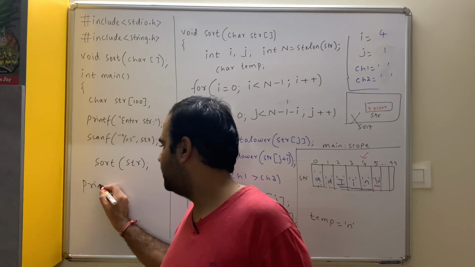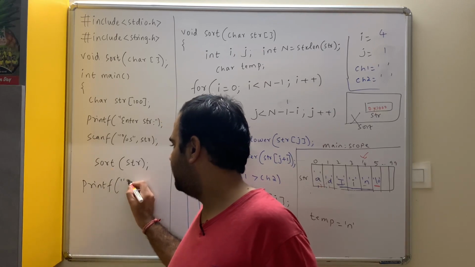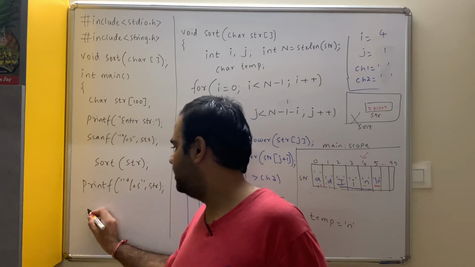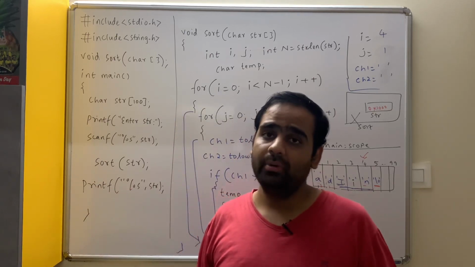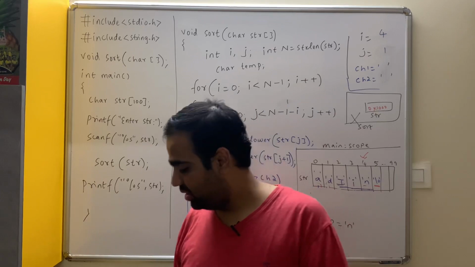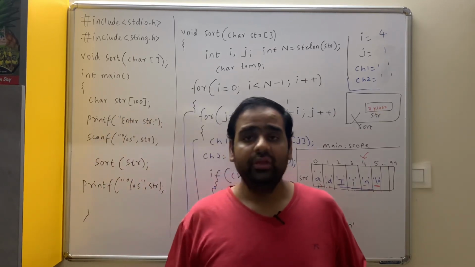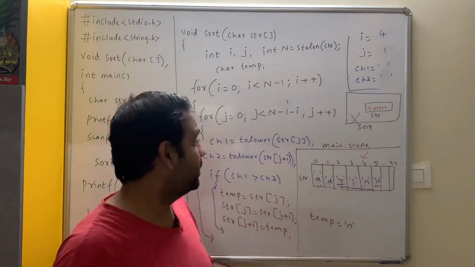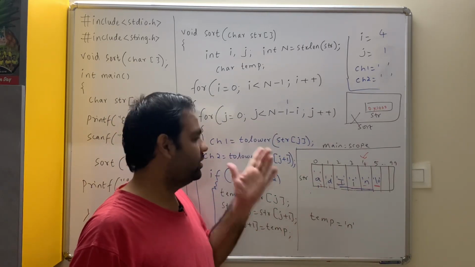Therefore, what I write over here, printf percentage s, comma str, and we say return 0 and stop the procedure. This is how we write the code to sort a given string alphabetically, ignoring the case.